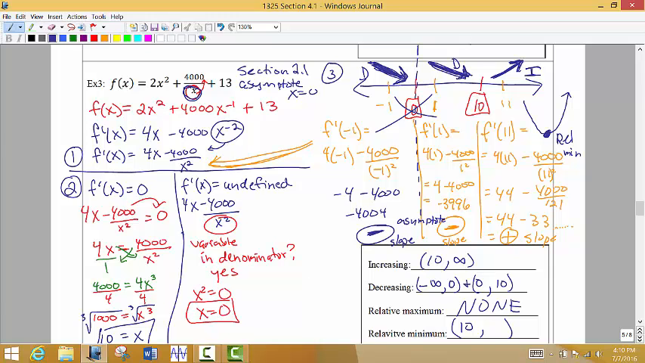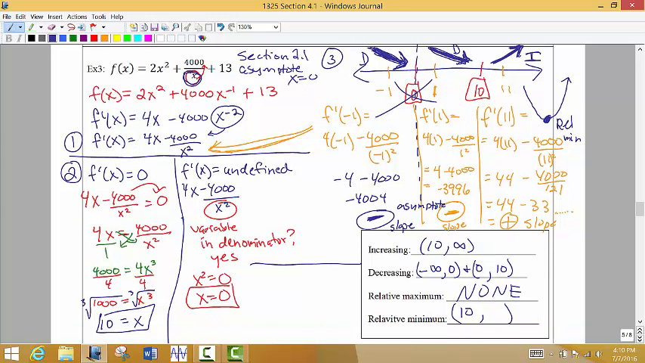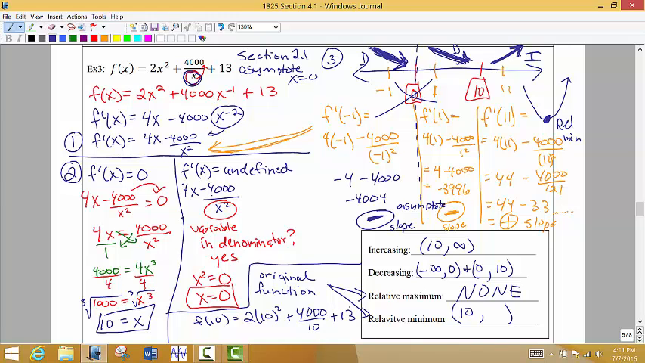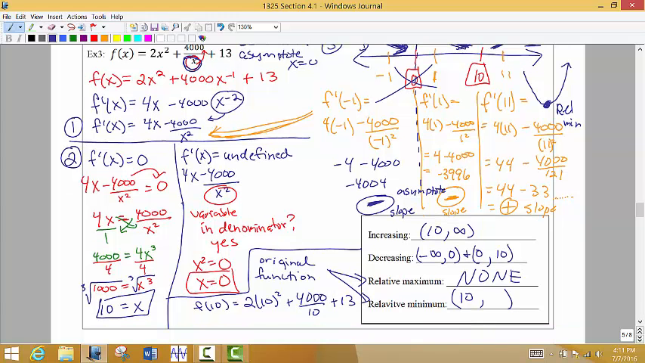Well, I just plug it back into the original function because we're looking for a point on the original function where we achieve that minimum. So I'm going to plug 10 in. I'm going to write here that I'm using the original function to find the relative maxes and mins. We always go back to the original function because we're looking for the point on the original graph. I'm going to say plus 4,000 divided by 10 plus 13. So we put 10 in the original function everywhere that we saw an x.